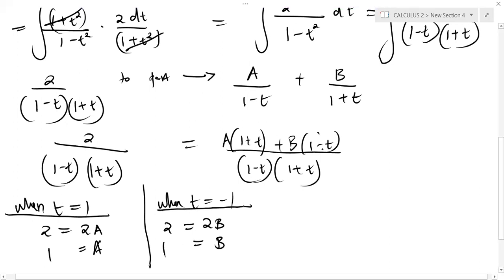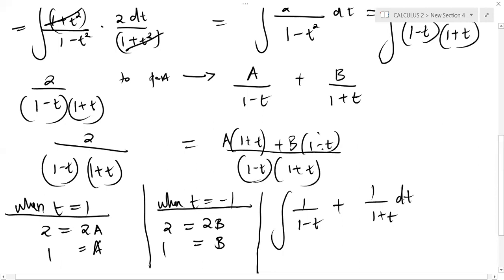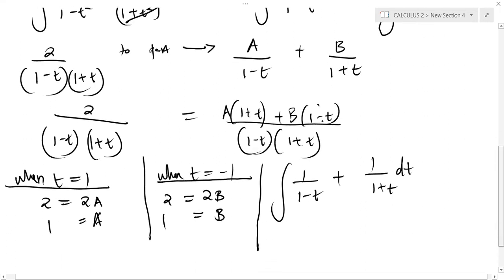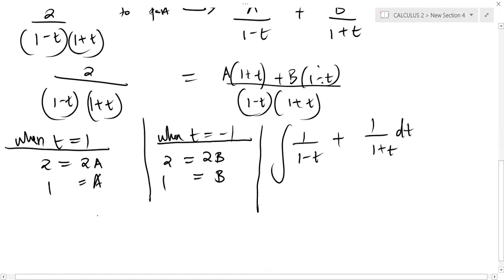So coming to rewrite this, A over 1 minus T, so that will be 1 over 1 minus T plus 1 over 1 plus T. This is what we need to integrate with respect to T. And integrating that, what do we get? The integral of 1 over 1 minus T is the same as ln 1 minus T, plus the integral of 1 over 1 plus T, which is the same as ln 1 plus T. Okay, and since we don't have the ranges, we can write that as plus C.